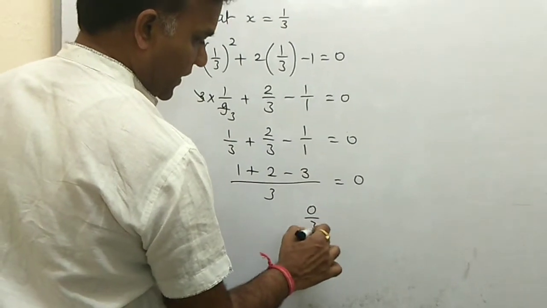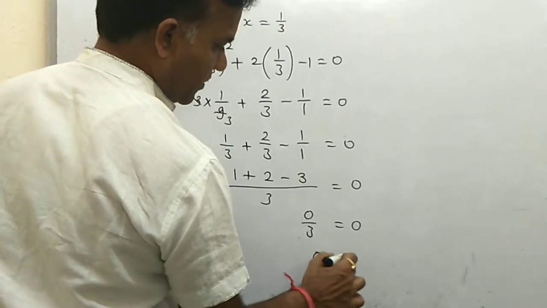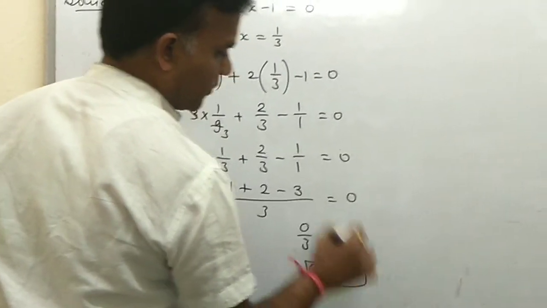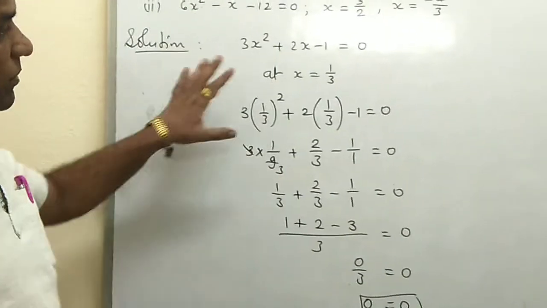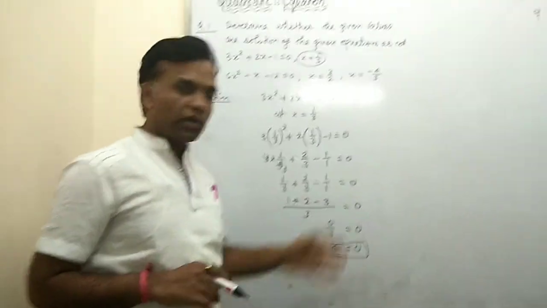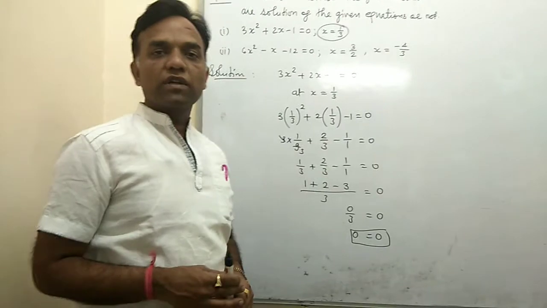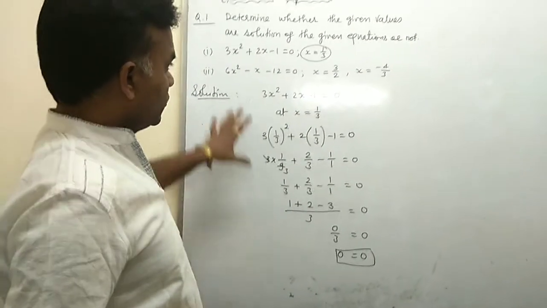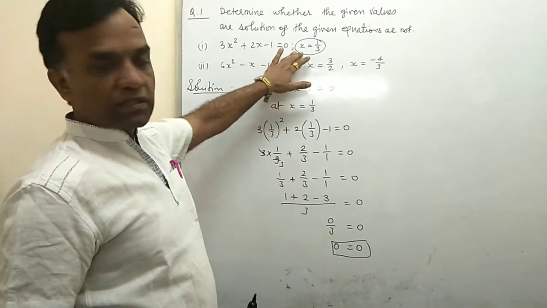Then 1 plus 2 minus 3 equal to 0, so 0 upon 3 equal to 0. It means 0 equal to 0. Right and left sides are both equal, so 1 by 3 is the solution of this quadratic equation. If they were not equal, they would not be a solution of the quadratic equation. So the first question is satisfied at x equal to 1 by 3.